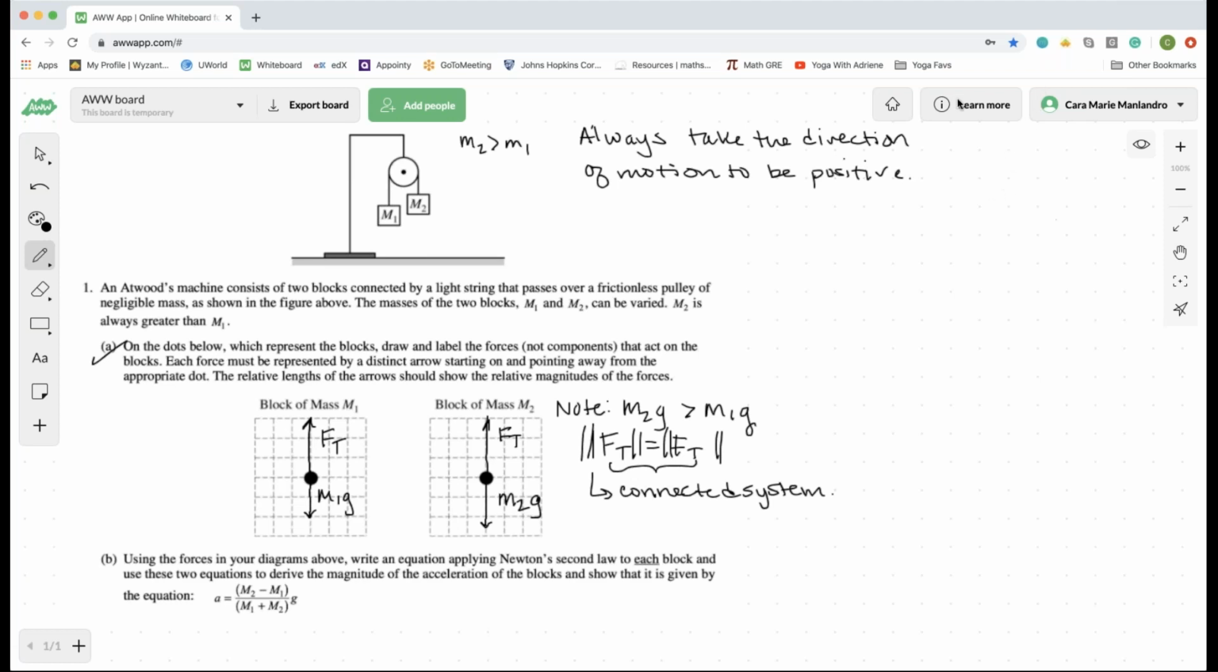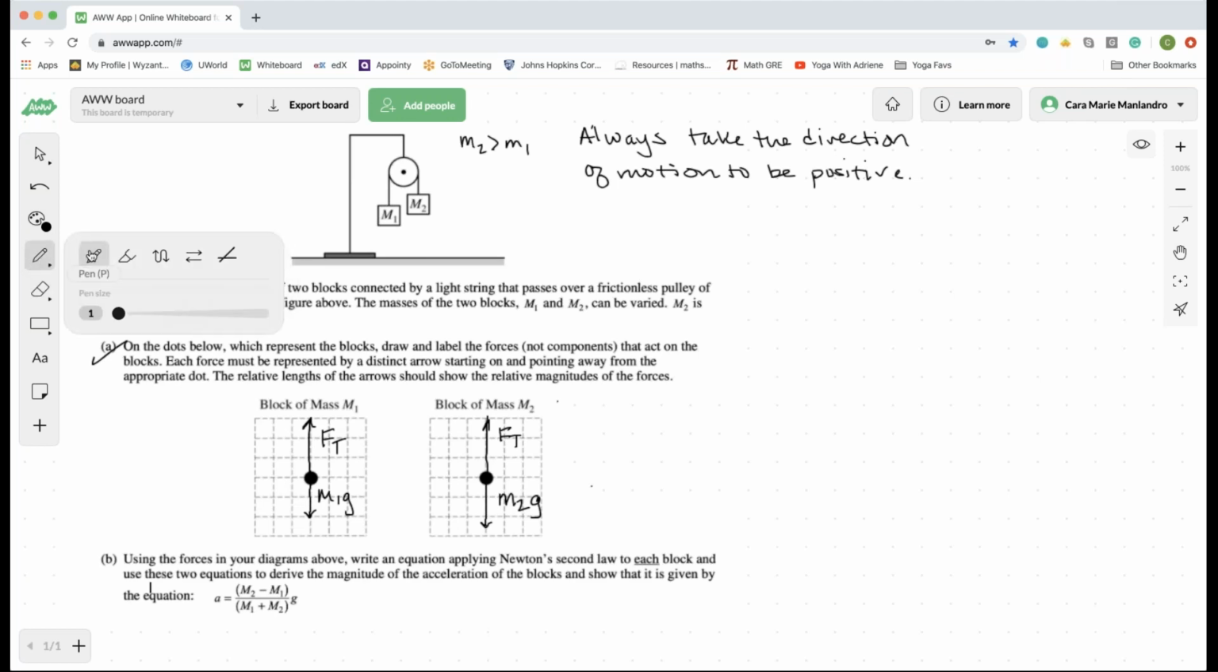Everybody happy? All right, so now Dan, I'm going to answer your question when I come down to answer part B. Part B asks us to use Newton's laws for each block to get the acceleration of the system. This is where taking the direction of motion to be positive is going to be really helpful. Does everybody agree that block number 1, since it's less mass, is going to be going up, and then mass 2 is bigger, so it's going to be going down? Everybody agree with that?